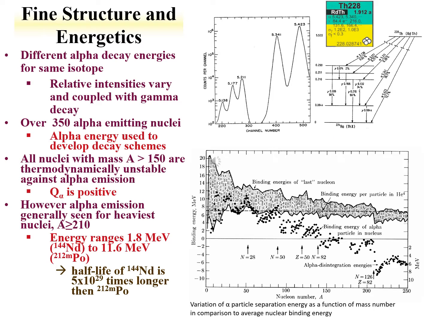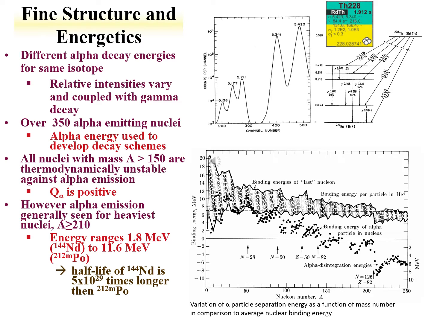So the alpha decay energies can vary for the same isotope, and we know that when we look at the chart of the nuclides, we have different alpha decay energies listed for a given isotope. There are over 350 alpha-emitting nuclei, and as I showed here, these alpha decay energies can be used to develop decay schemes. Fundamentally, all nuclei that are greater than 150 mass are thermodynamically unstable against alpha emission.